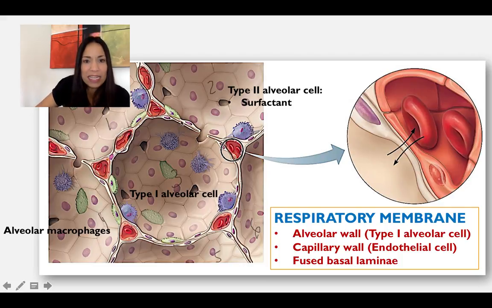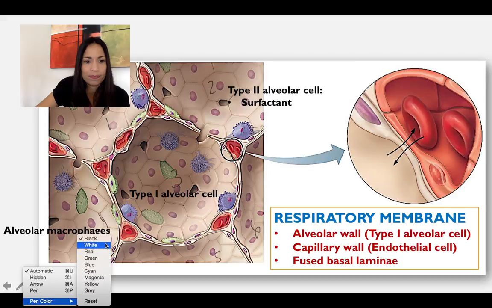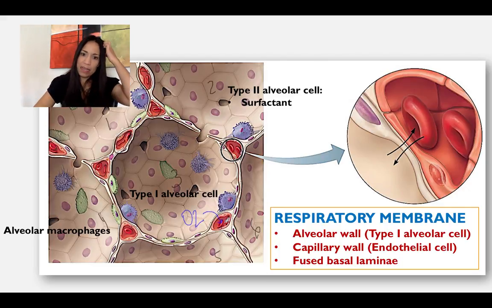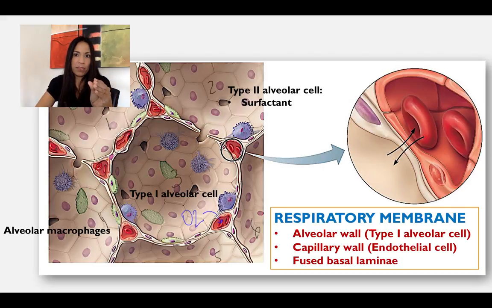Okay, so we see now that in order for an oxygen molecule present in here, let's use this alveolus, to move inside this red blood cell that is within this capillary, this oxygen molecule needs to pass through first the wall of the alveolus, then the wall of the capillary, and the fused basal membranes of both the epithelium of the alveolus and the epithelium of the capillary. Okay, so this wall is the respiratory membrane.